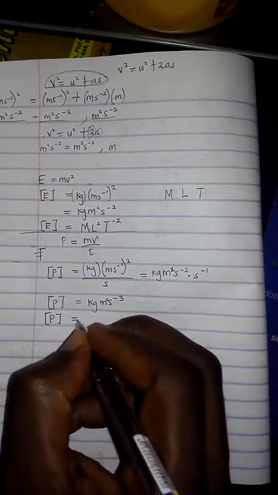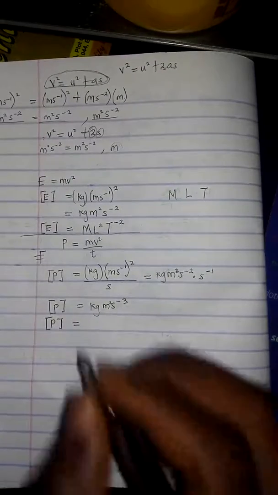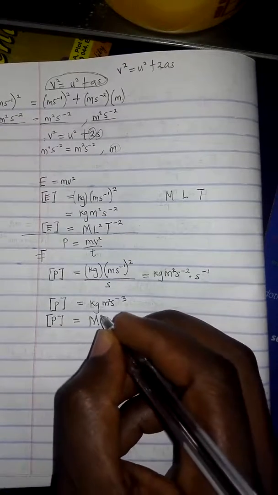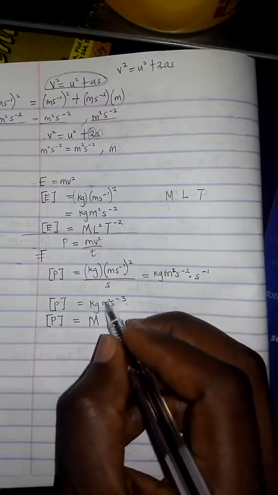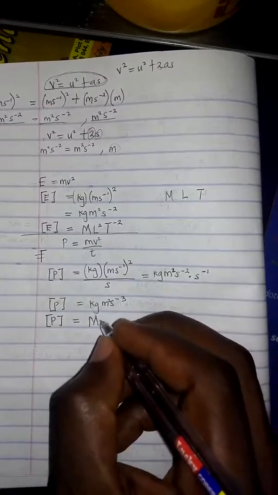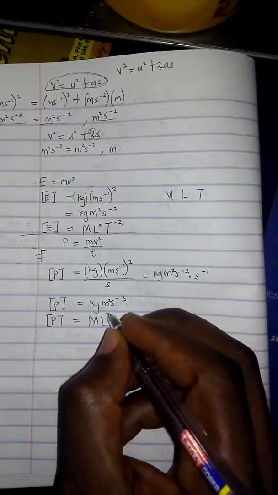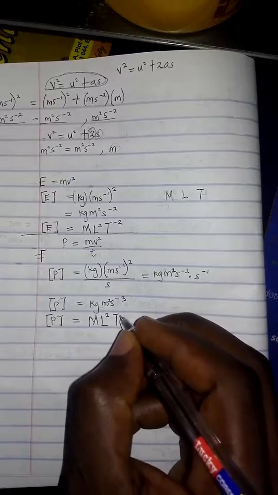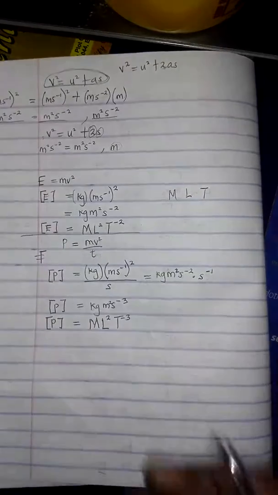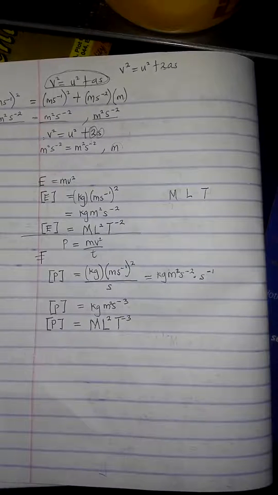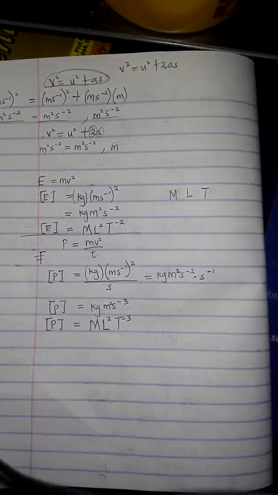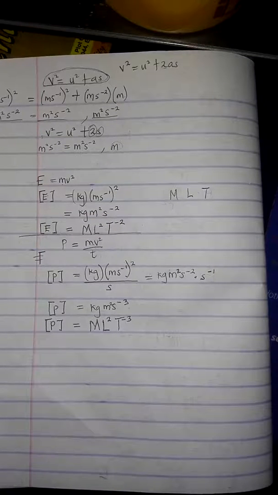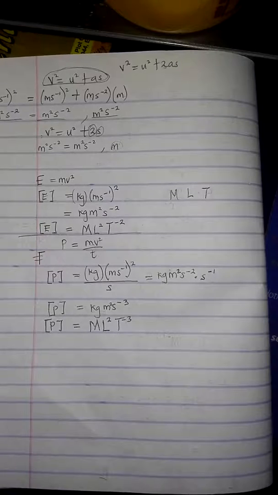units of this, or the dimension of this, in terms of the fundamental quantities. So I know that kilogram is representing mass, so I'm going to put M, which is M to power 1. Then for meter, I know meter is representing length, so I'm going to put L to power 2. And for the second, I know second is representing time, so I'm going to put T to power minus 3. So I have this as the answer for the dimension of potential, or dimension of power, as you may like to call it.